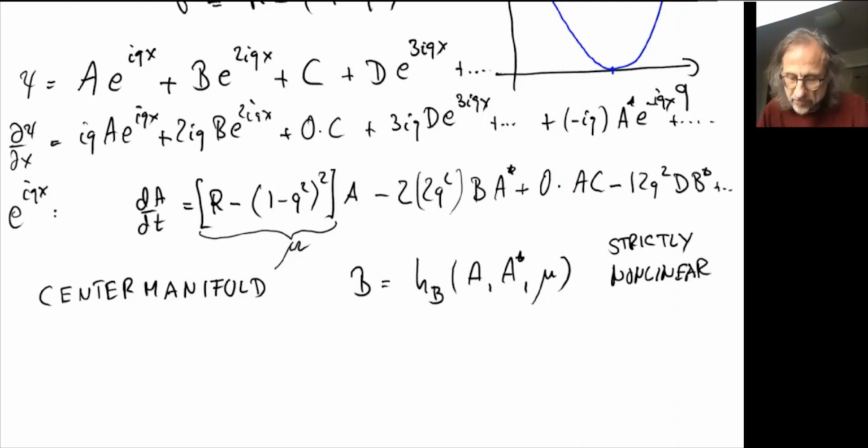Okay, in principle, we would also have to have an H for C and an H for D, but as we just found out, to leading order, we really don't need C or D, so this is going to be all what we need. Okay, so off we go, I guess.